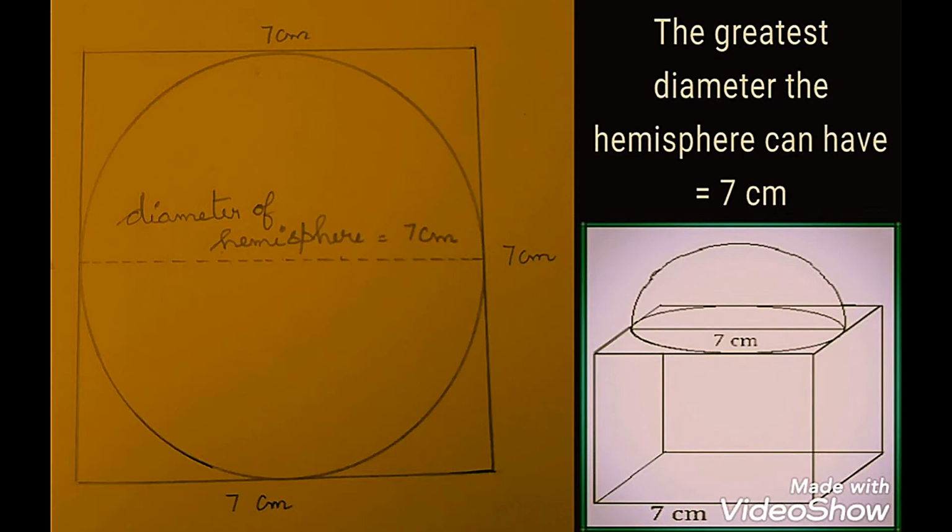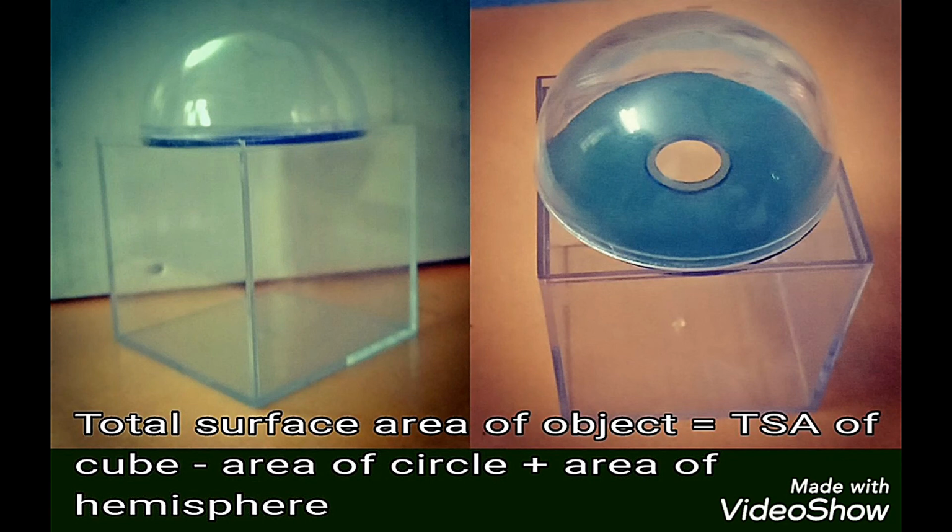In this diagram, you can see the top of the cube. I have drawn it from the top view. So you can see clearly that all the corners of the circle are touching the edges of the square. So the diameter of the hemisphere is exactly equal to the edge of the square, that is 7 centimeter. The total surface area of the solid, that is what we are going to find.